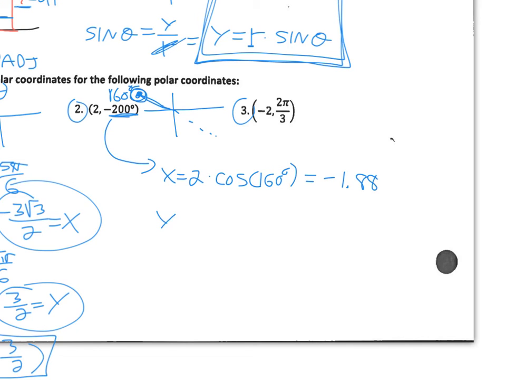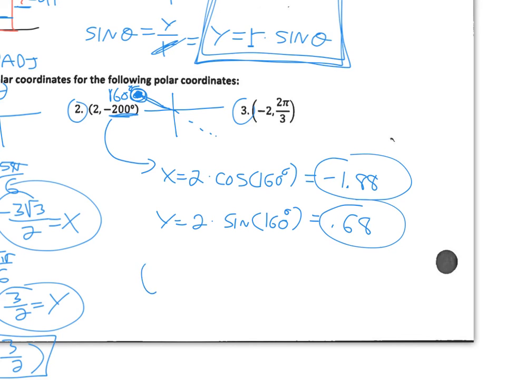For y, you're just going to put in 2 times the sine of 160 degrees or the sine of negative 200 degrees. It'll give you the same thing. When you put that right in your calculator, make sure you're in degree mode, you get 0.68. And again, that makes sense because this point is in the second quadrant, so x should be negative, which it is, y should be positive, which it is. So that point, negative 200 degrees, is at the same exact location as negative 1.88 for x and 0.68 for the y value.